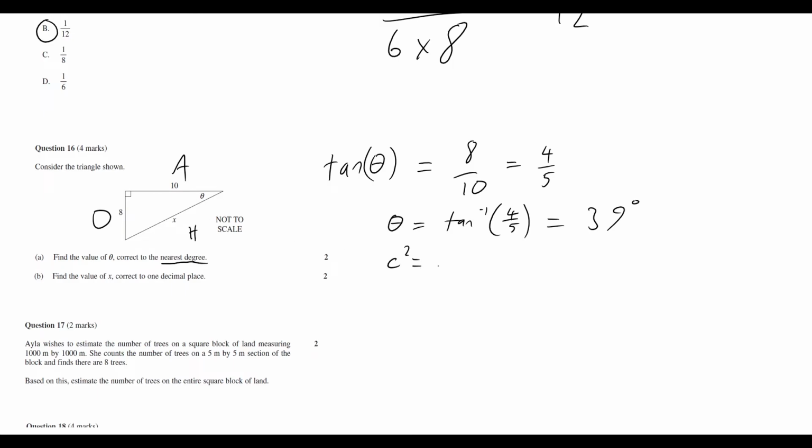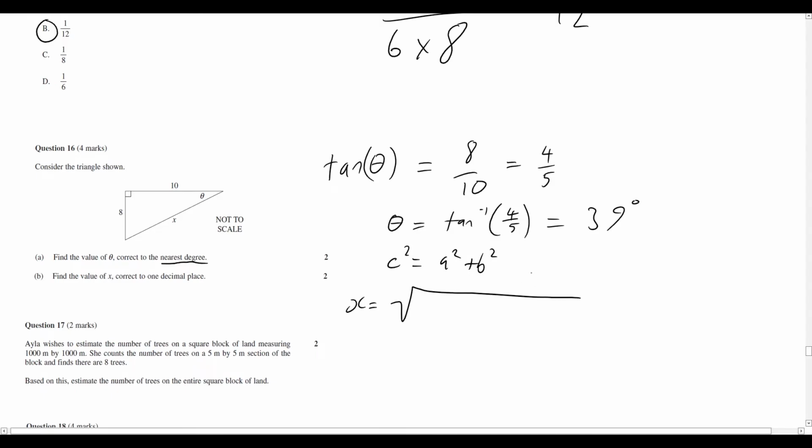So c squared equals a squared plus b squared. So c squared is our hypotenuse length squared, and a and b are going to be the other side length there. So substituting all those values in, we find that x is equal to the square root, already solving for our missing side length, to the square root of 8 squared plus 10 squared. And putting that into our calculator, we get that x is equal to 12.8, and that is correct to 1 decimal place. Okay, and that's question 16.